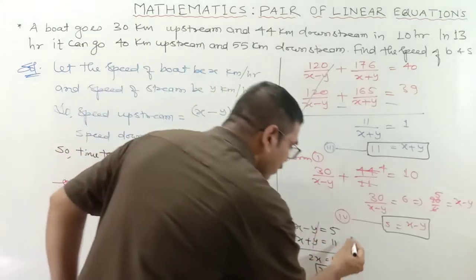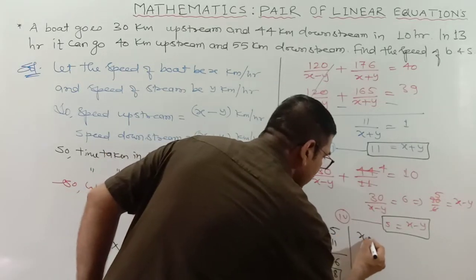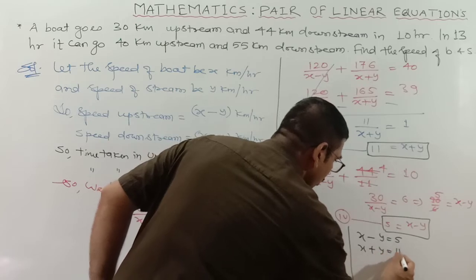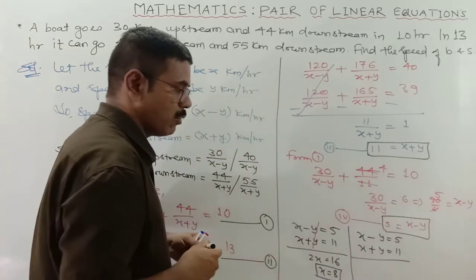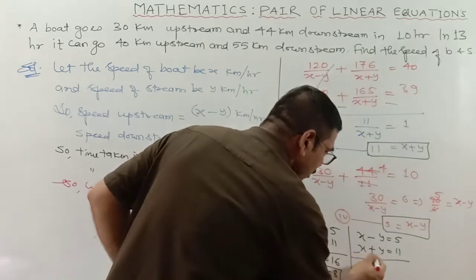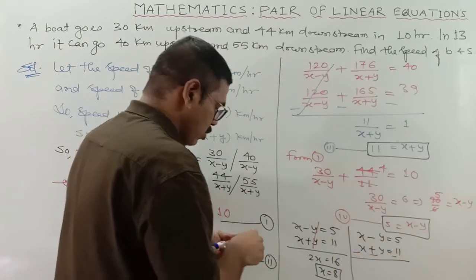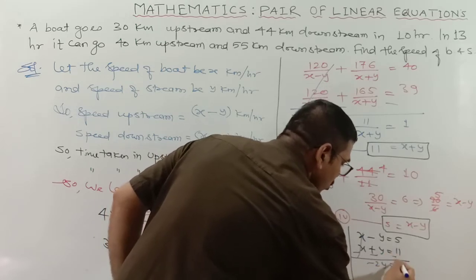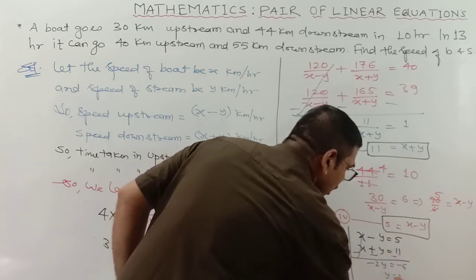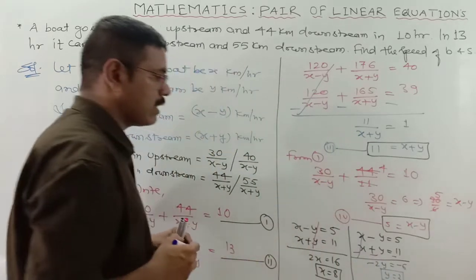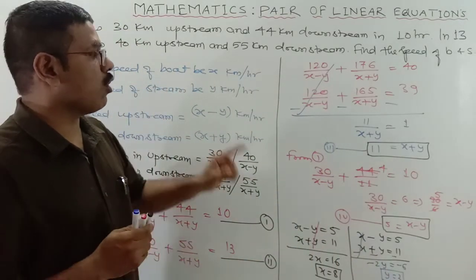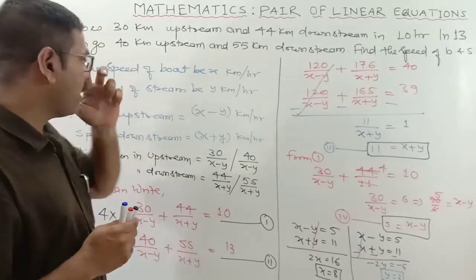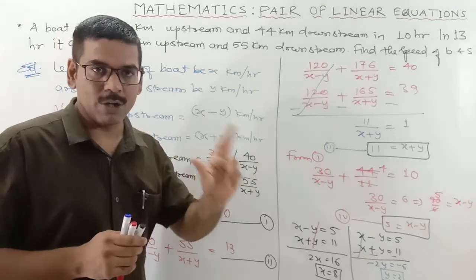Okay, now if we will subtract both the equations, x minus y is equal to 5, x plus y is equal to 11. Now if we will subtract, so on subtraction x will cancel down by x, this will become minus 2y is equal to minus 6, means y is equal to 3. So you can see that the speed of boat is 8 km per hour and the speed of stream is 3 km per hour.